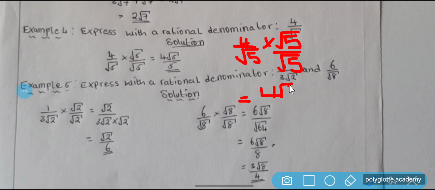So root 5 divided by root 5. Oh, sorry, I'm supposed to break down this one. 5 root 5 times root 5, which will give you root 25, which will be analogous to 4 root 5.